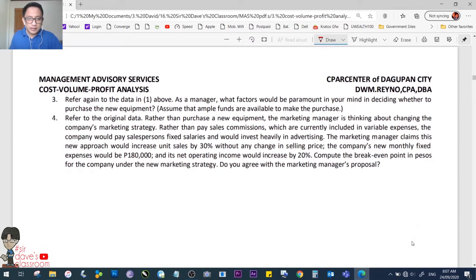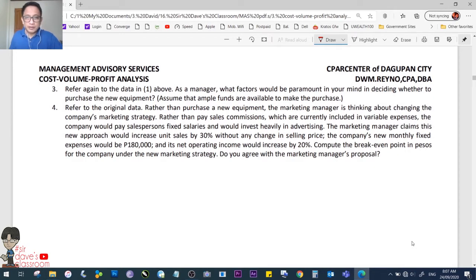Refer again to the data in number 1 above. As a manager, what factors would be paramount in your mind in deciding whether to purchase the new equipment? Assume that ample funds are available to make the purchase. So, ano daw ba yung ibang considerations natin as a manager?